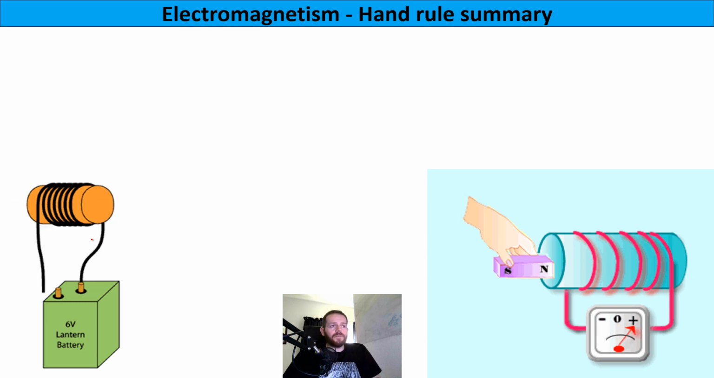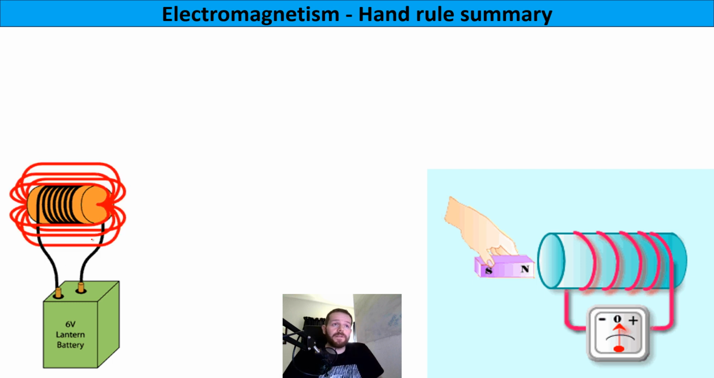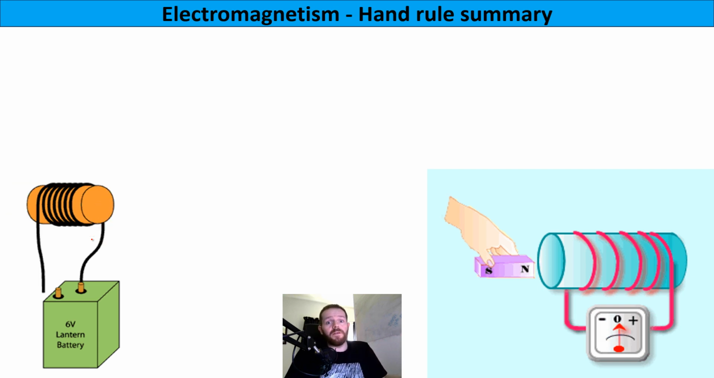Hi folks, so as requested, this is going to be a quick summary of the hand rules that we've gone over in the electromagnetism topic. I know a few people were off during the motor effect lesson because of the art exam. So we'll just summarise this and put them all into one spot. It's going to be useful for everyone, even if you were there for the motor effect lesson.